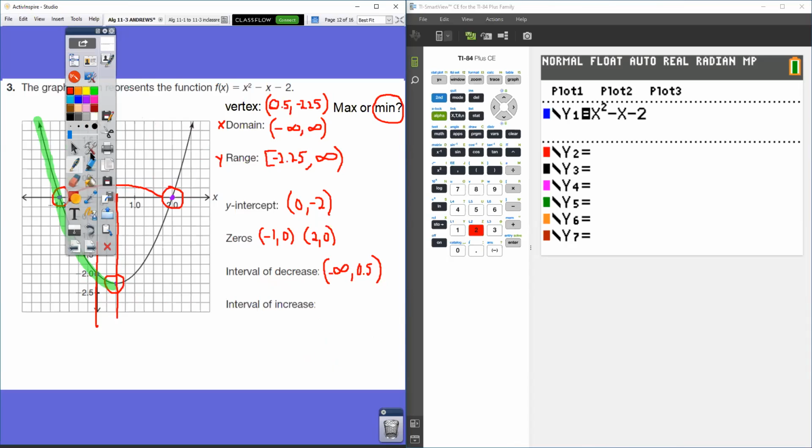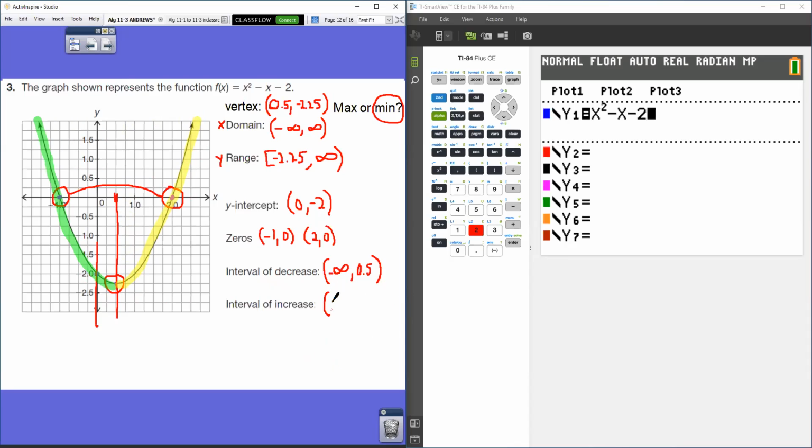For increase, what we're looking at is where the graph is going up. So that's here in the yellow. It starts off at 0.5 for your x value and goes on forever in that direction, off to infinity. Questions about this one?